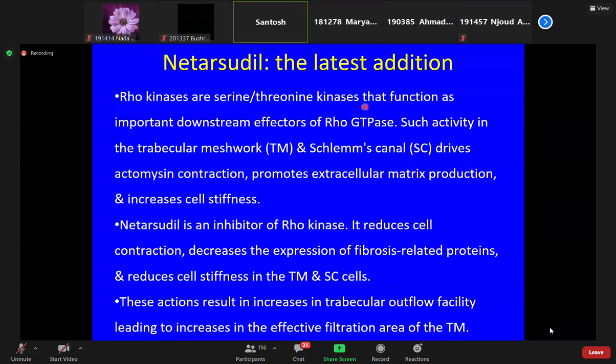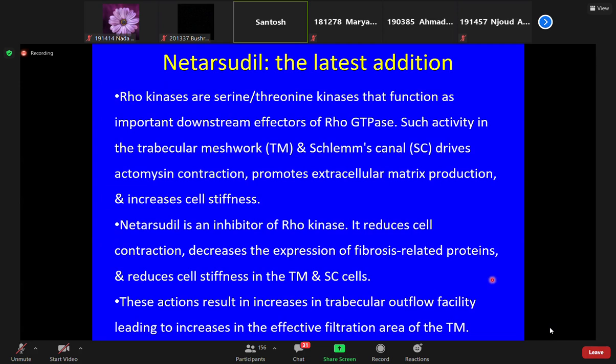Because the Rho kinases are promoting the production of fibrosis-related proteins. So if you're inhibiting Rho kinases, that's how they decrease the expression of fibrosis-related proteins. Because it says promotes extracellular matrix production. Again, we have collagen. Okay, so that's how it reduces extracellular matrix production and fibrosis-related proteins. So it provides more filtration area.